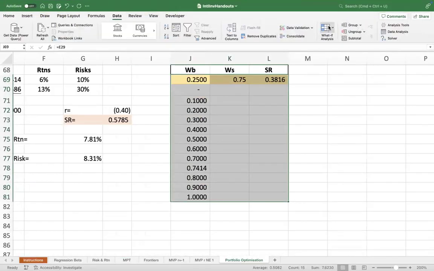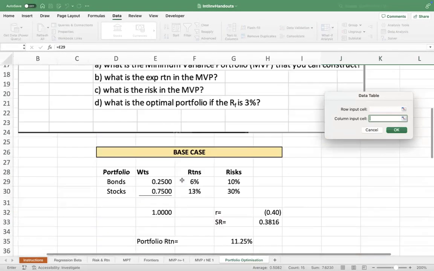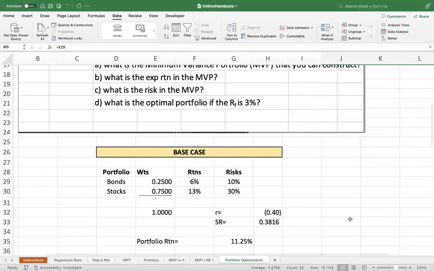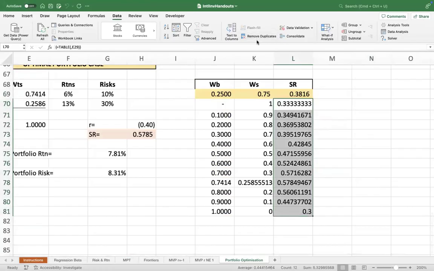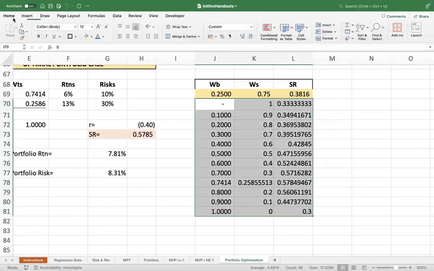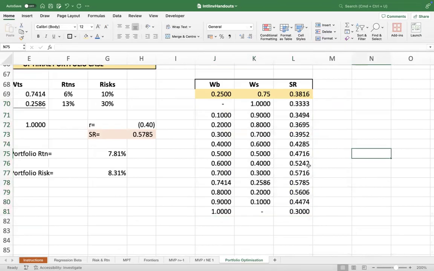So go to data, what if analysis, data table, and choose the column input as the weight of bonds, which is my only independent input in my base case. And click OK here, and you tell me where you are seeing the maximum Sharpe's ratio. Where are you seeing the maximum Sharpe's ratio?